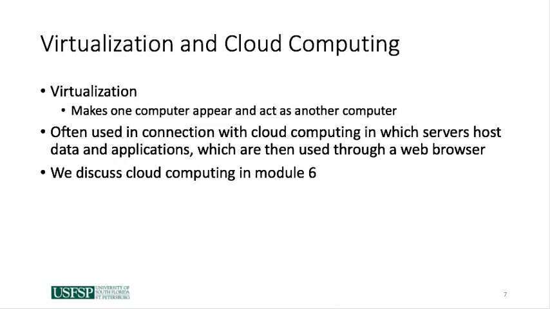Perhaps the most radical form of virtualization is cloud computing, in which you access a server through a web browser to access data and run applications. If you took CGS 2100, you're familiar with the concept. We will cover cloud computing in great detail in Module 6. But if you are a Mac user, you will start using a virtual machine in the next module. And if you are a PC user, you will start using a virtual machine in Module 9.